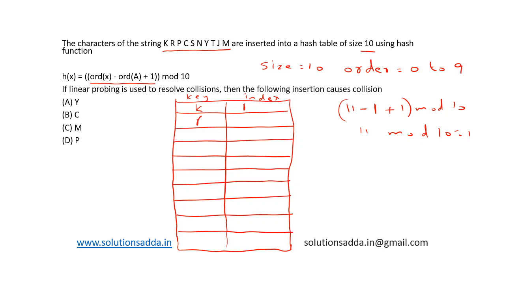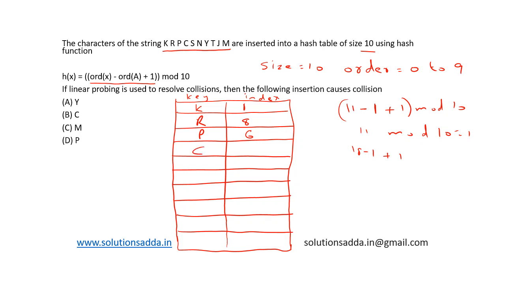Now we have R. R is in location 18. So (18 minus 1 plus 1) mod 10, so we have 8. Essentially, this order of A plus 1 would cancel out. So whatever is the position of that letter, mod 10 would be the answer. So P, its location is 16. So 16 mod 10 is 6. P, then we have C.